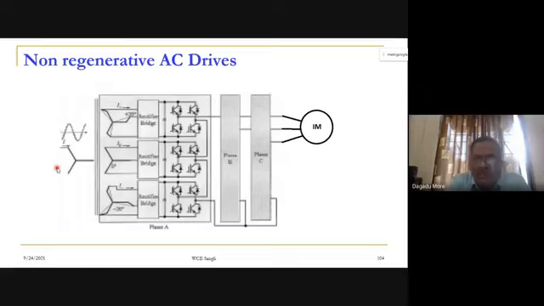How many secondary windings do we require? One leg requires 3 separate windings. This is one 3-phase winding, this is another 3-phase winding, this is the third 3-phase winding. So one leg requires 3 windings, another leg requires 3 windings, and the third leg requires 3 windings. So we are having a 3-phase transformer.